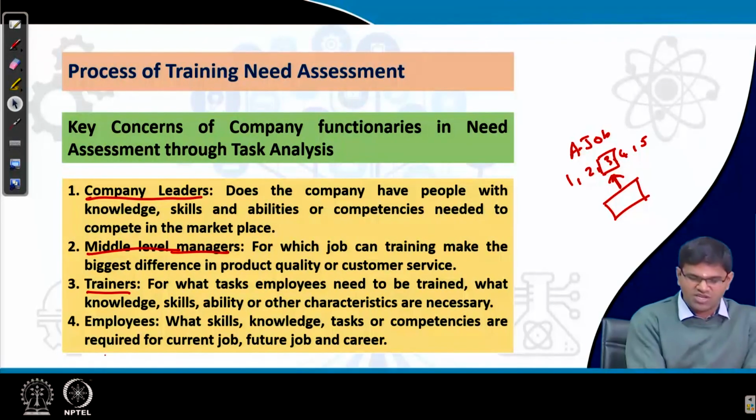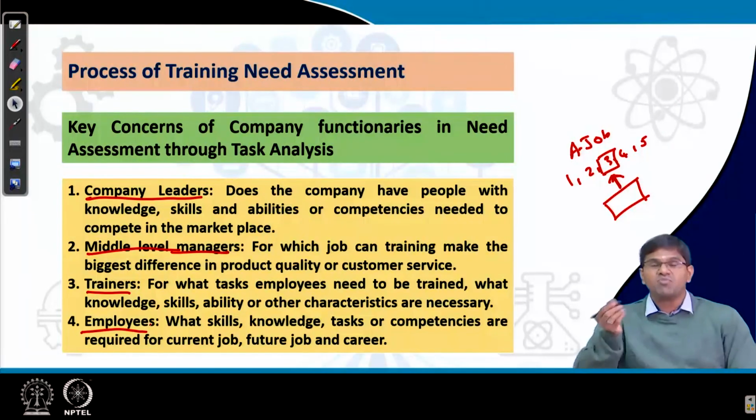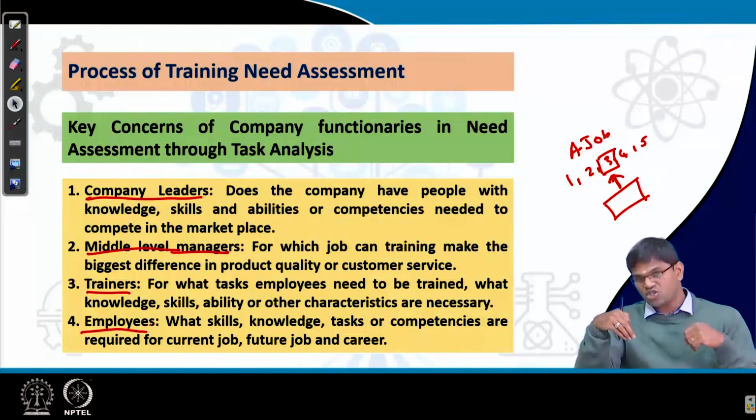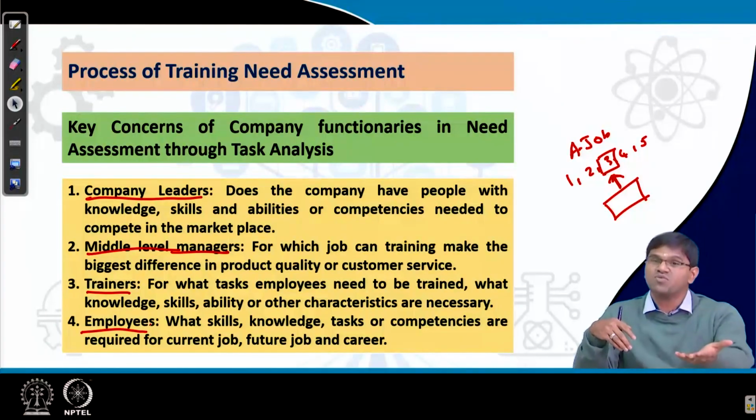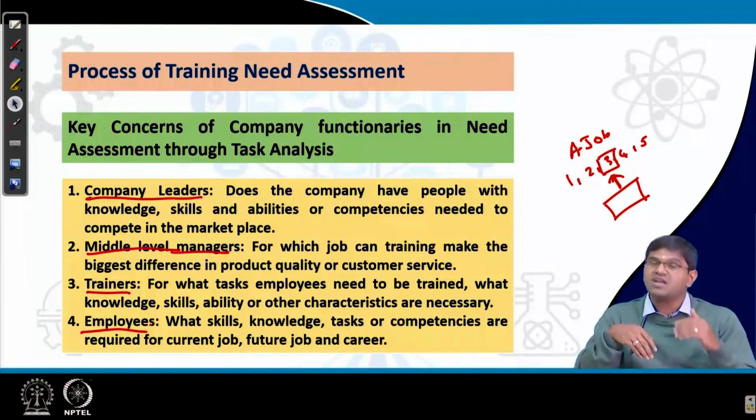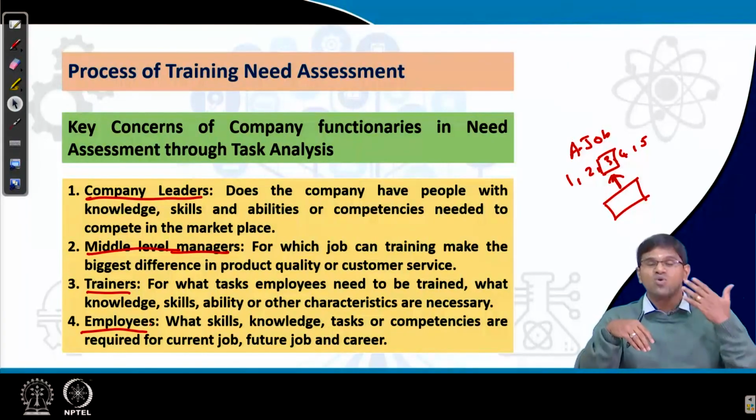Okay. Then employees. At the employee level, what skills, knowledge, abilities or competencies are required for a current job, a future job and for a career? Every individual employee will have to see what is required for my current job, what I require for my future in case I want to continue and sustain in the company, and what type of skill I require in order to grow in the organization.